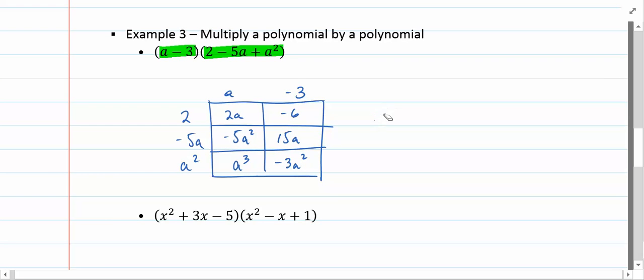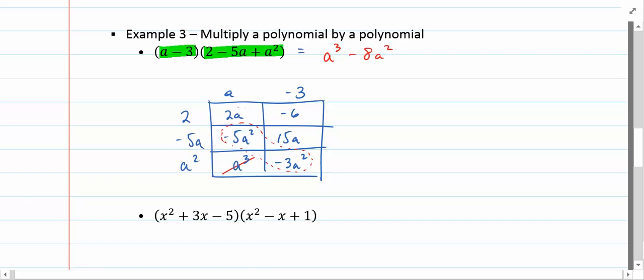So when it comes down to identifying the final result, and I'll go ahead and list it up here, we need to collect like terms and put this in standard form. In standard form, we need to have the largest exponent first, so I'm going to start with a cubed, and I'll list that first. Then the next largest exponent is going to be a squared, and I have 2 of those. So let's consider what negative 3a squared plus negative 5a squared would come out to be.